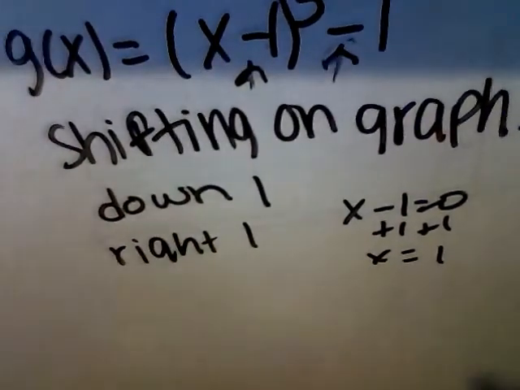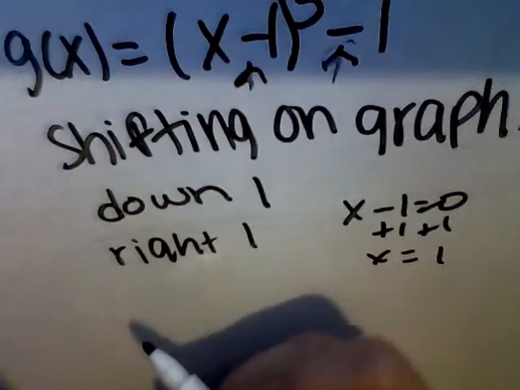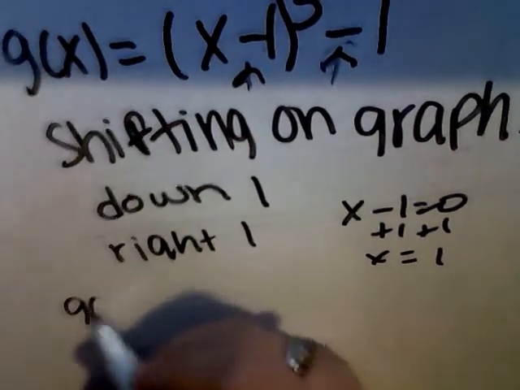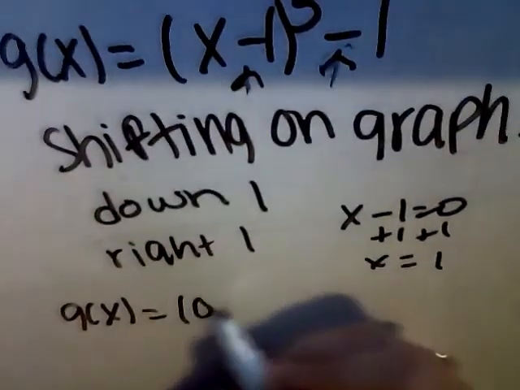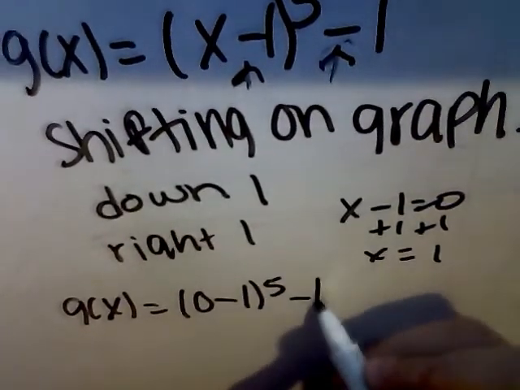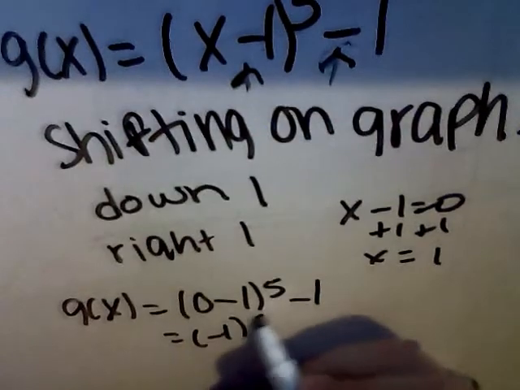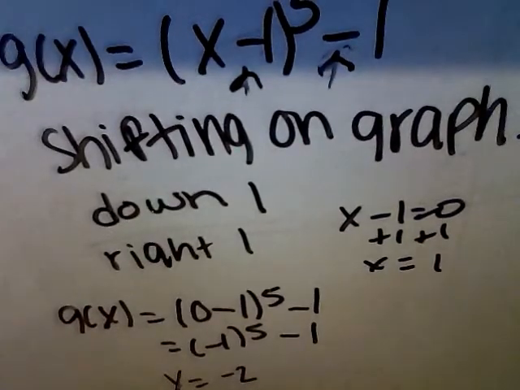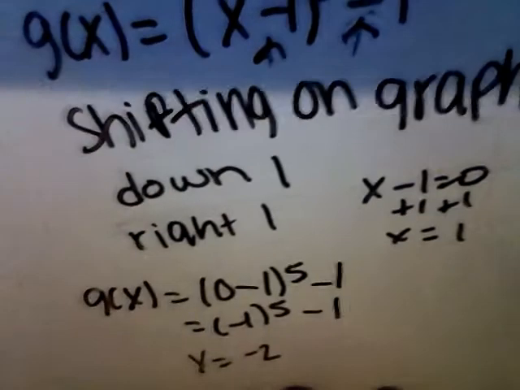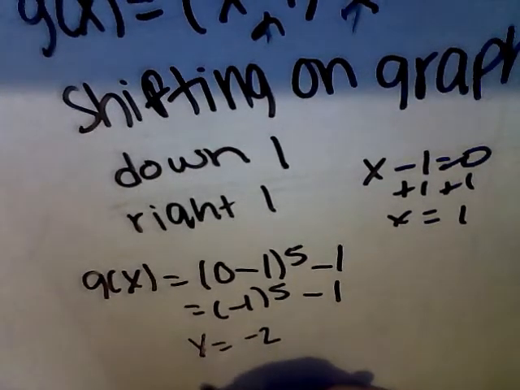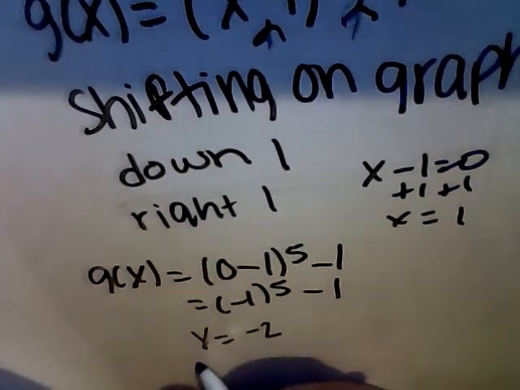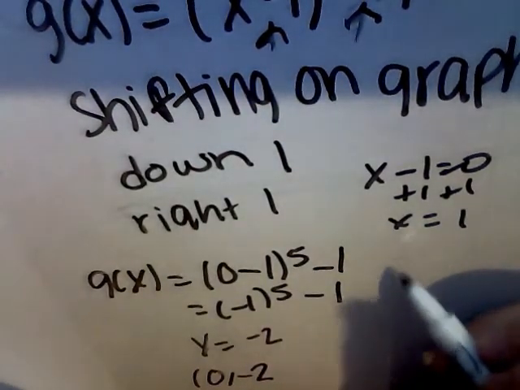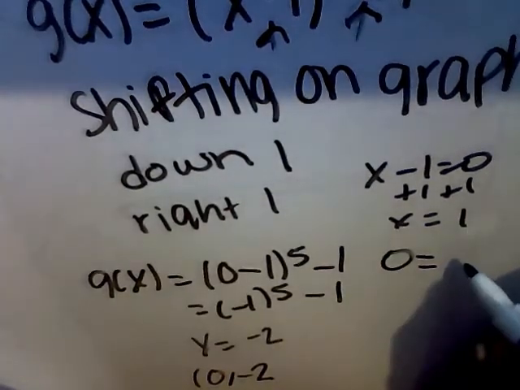Alright, we also have to find the intercepts because we're going to graph the function. How we find the intercept is setting it to 0. So we're going to find the y-intercept first. We're going to do g of x equals 0 minus 1 to the 5th power minus 1, which equals negative 1 to the 5th power minus 1, or y equals negative 2. Y equals negative 2, so the intercept is 0, negative 2.